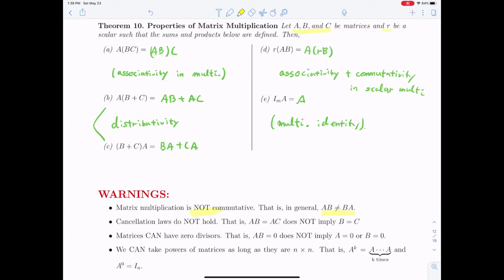Also, cancellation does not hold. Suppose that you have AB equals AC, then this does not always mean that your matrices B and C are the same. Using this fact, even though you have AB equals 0, that doesn't mean you can cancel out A or B. So AB equals 0 does not always imply that either A or B equals 0. And lastly, if the given matrix is an n by n square matrix, then we can certainly take powers of it. We denote A to the k as k multiplications of the matrix A, and A to the 0 equals the identity matrix.